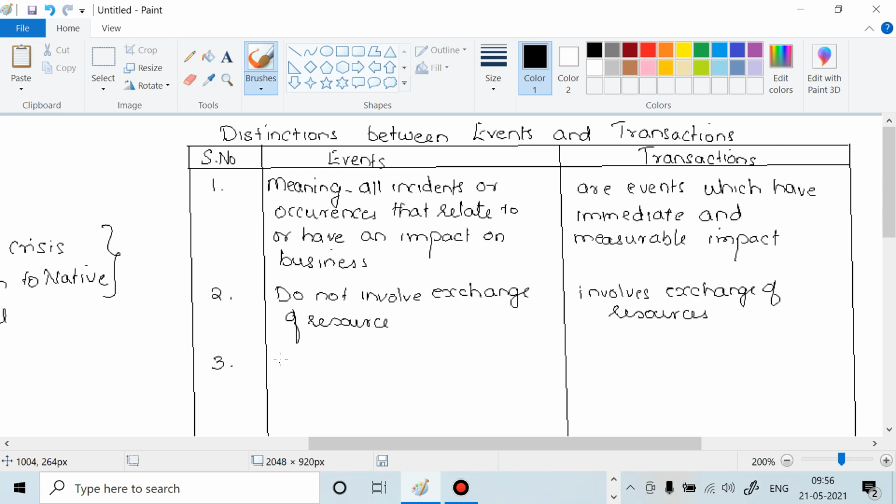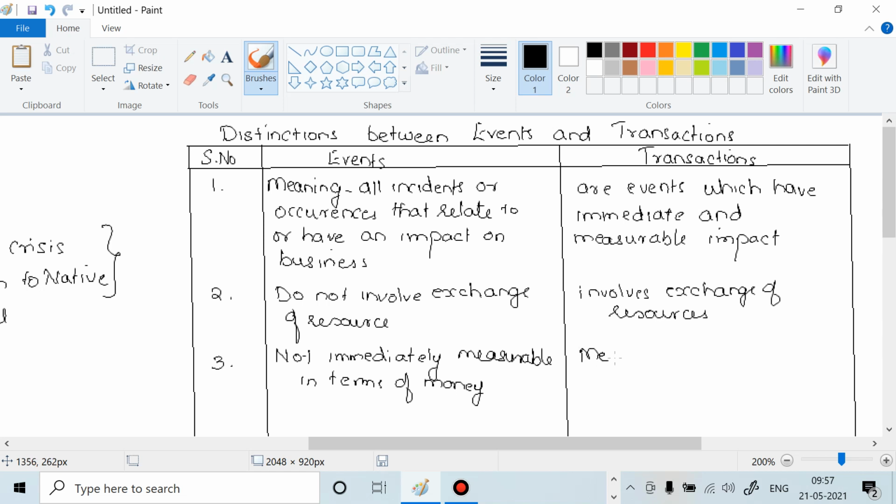Third point of difference is that events are not immediately measurable in terms of money. Like Sohan leaving and going back to his native, you cannot measure in terms of money. His loyalty, his dedication, which would have brought so much profit if he had stayed back, cannot be immediately measured in terms of money. In the long run, you might not have as flourishing a business if he had stayed back. But you cannot immediately measure it in terms of money.